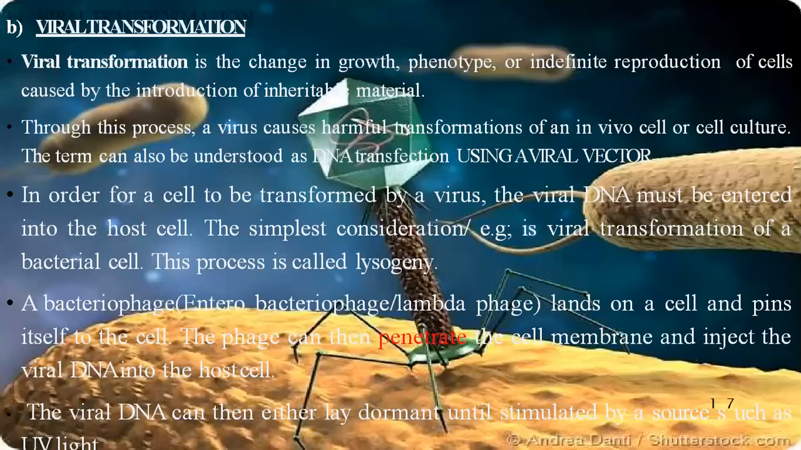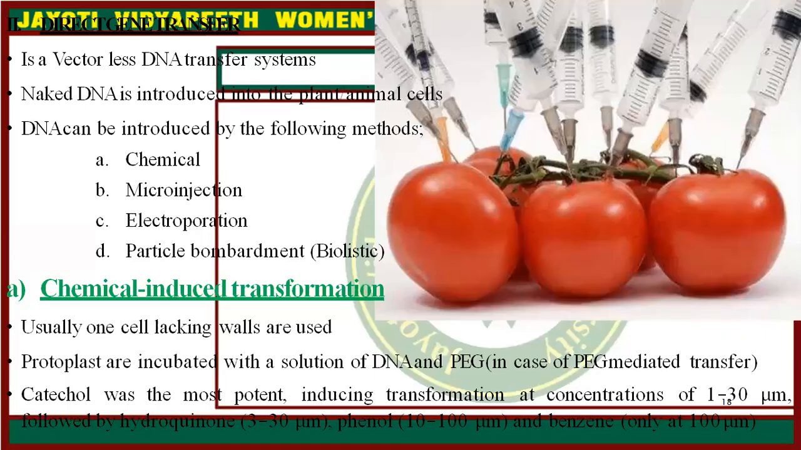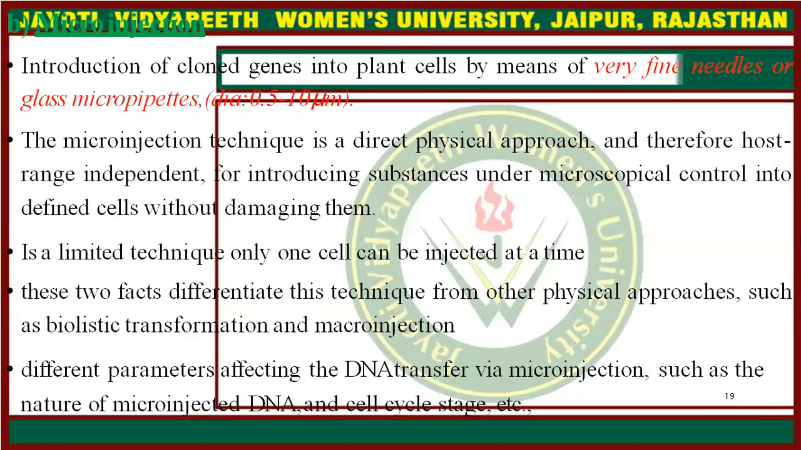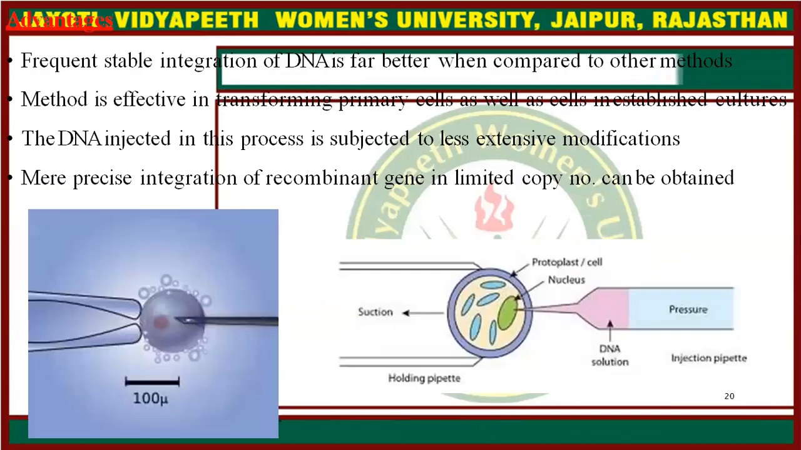The second type of gene transfer is viral transformation, and in the direct gene transfer methods, there are the chemical method, microinjection, electroporation, and particle bombardment, as I have discussed in my previous session.